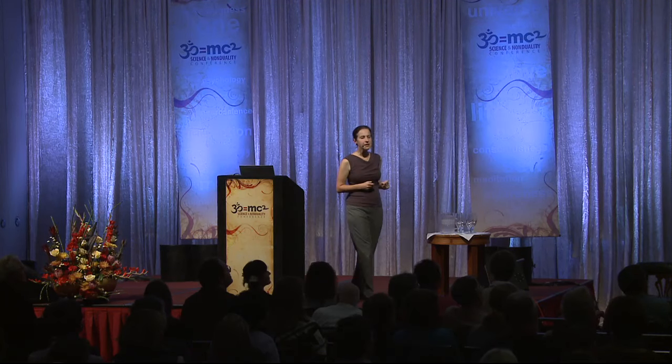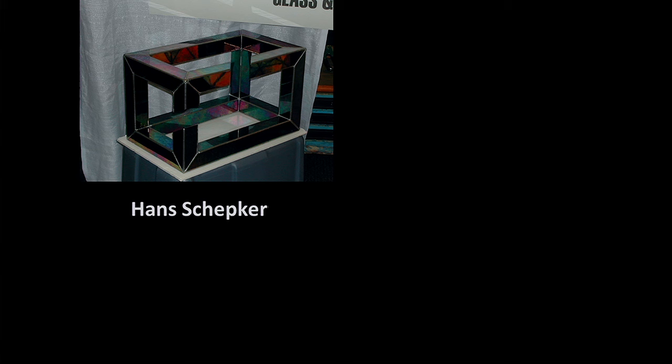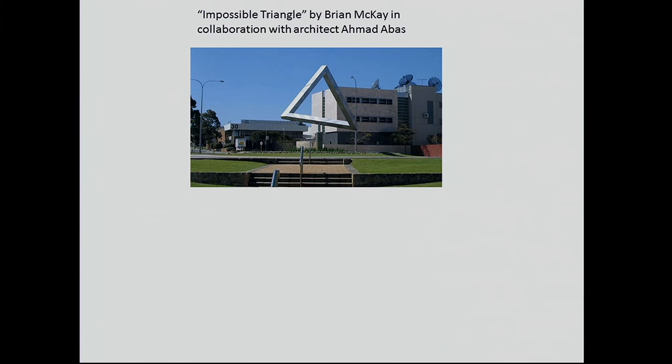Let me show you how to make a physical impossible object. This is a sculpture by Hans Schepker of an impossible cube. So how do you make it? Well, it all depends on the angle. This is the same object from a different angle. So that's how you make an impossible cube.